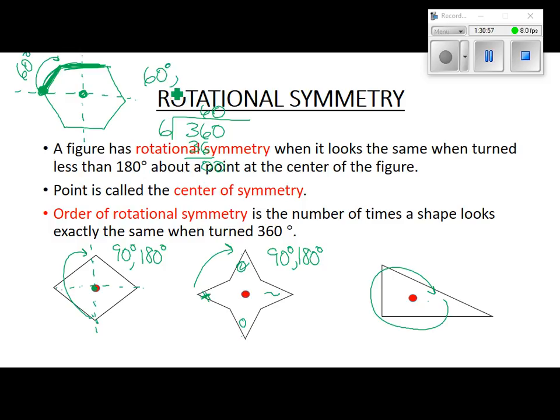If we turn it so that this point ends up right there, well, we've turned it this 60 and another 60, which is 120 degrees. And then if we turn it so that this point ends up right there, we've turned it this 60, and another 60, which is 180 degrees. So this shape has rotational symmetry at 60 degrees, 120 degrees, and 180 degrees.